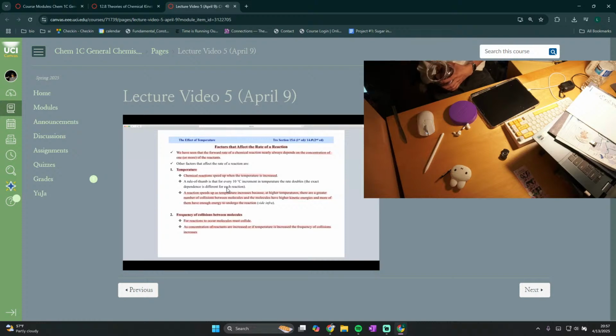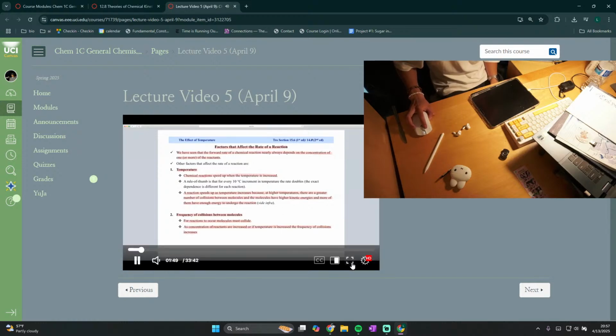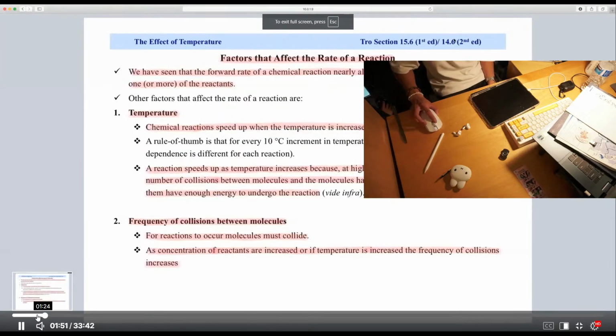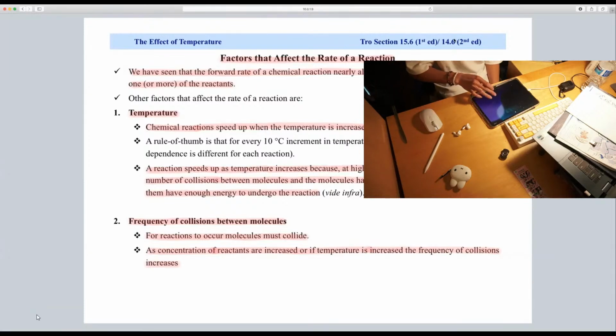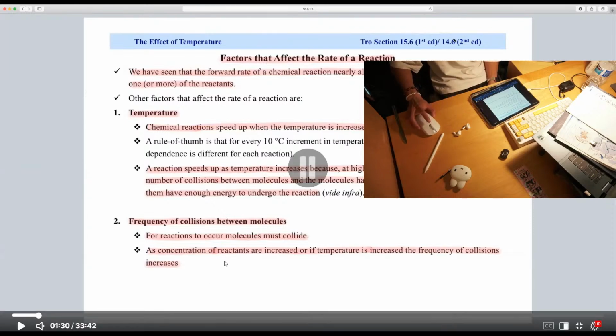Okay? Now, both temperature and concentration affect how fast the reaction takes place because they're both affected by the frequency of collisions. If you raise either temperature or concentration, you increase the frequency of collisions, and therefore the reaction requires molecules to collide with each other. And so the more frequently they collide with each other, the faster the reaction.